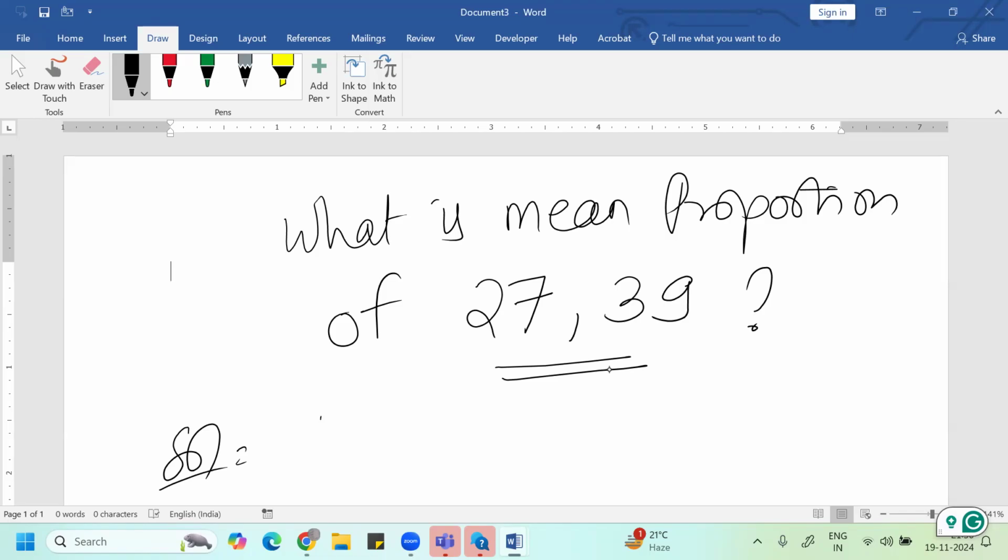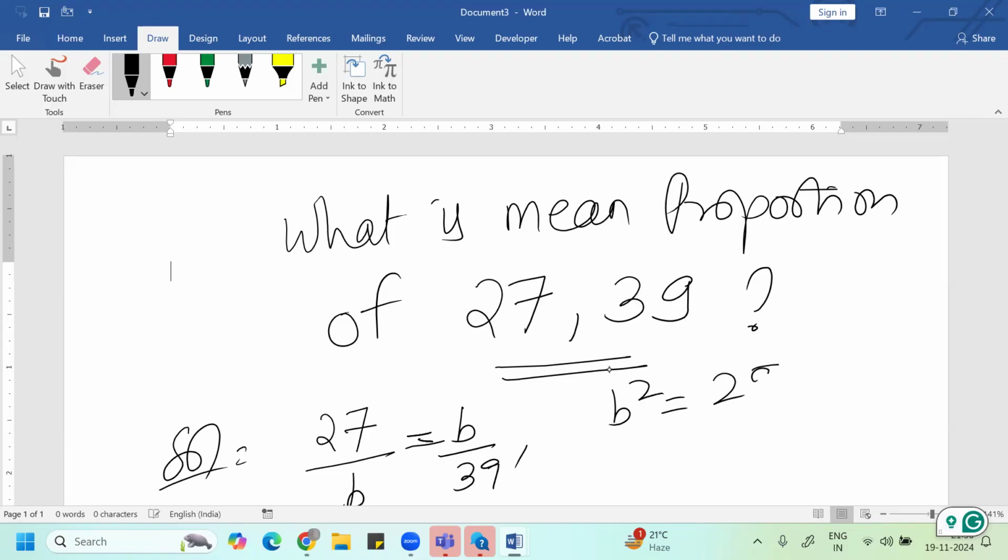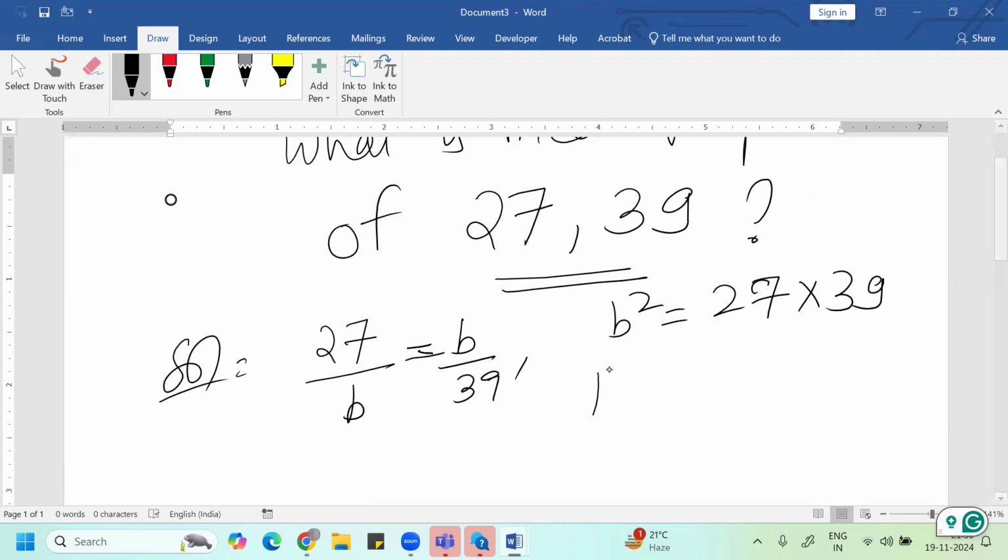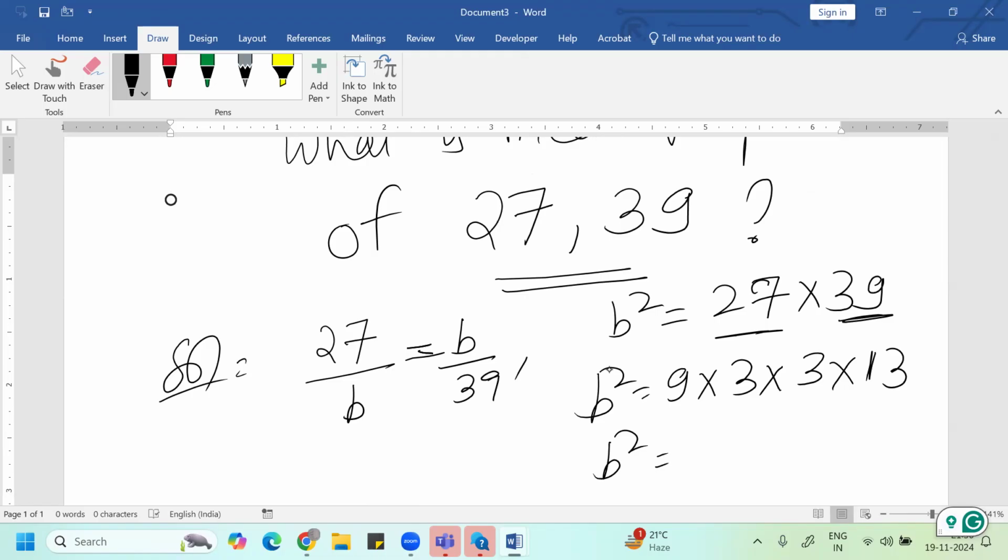If you want to waste your time, write 27 as your first proportion and mean proportion is B, that is equal to B by 39. So B square is equal to 27 into 39. Then you can write 27 as 9 into 3, and 39 as 3 into 13. So B square is equal to what? 3 to the power 4, right?